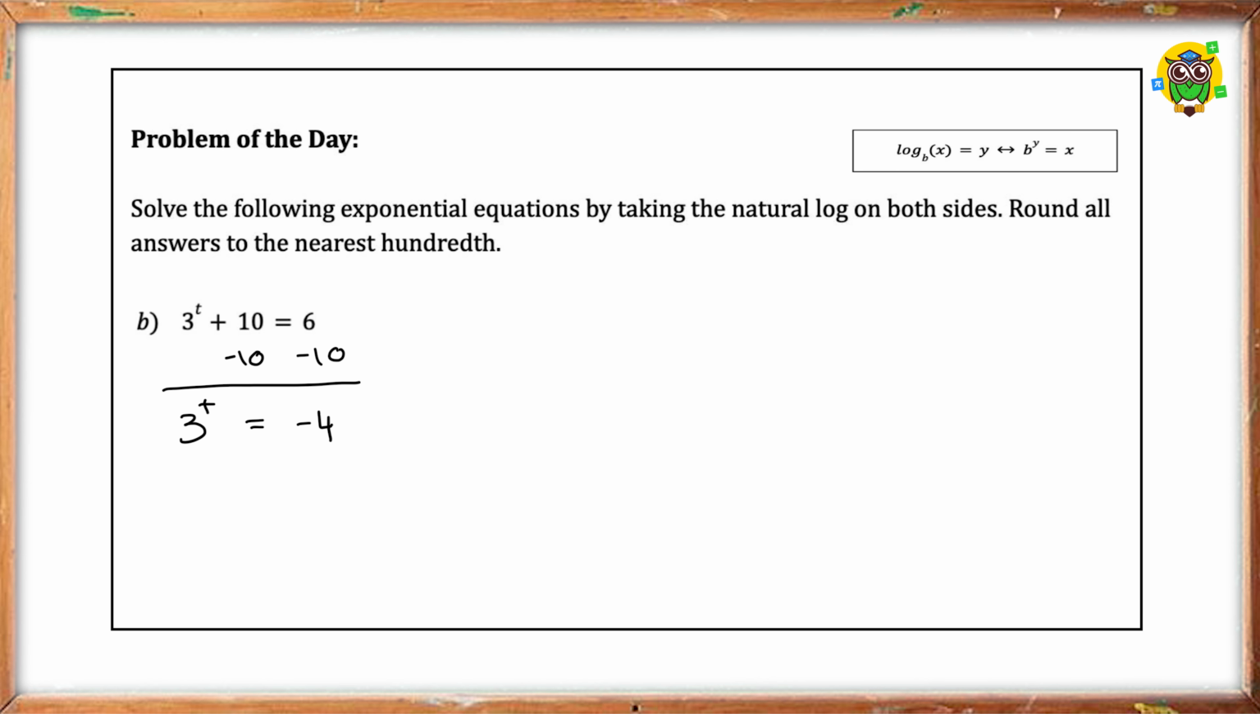We're now going to find the natural log of both sides. We have ln 3 to the power of t is equal to ln of negative 4. So we cannot find the natural log of a negative number. And for that reason, we have no real solution.